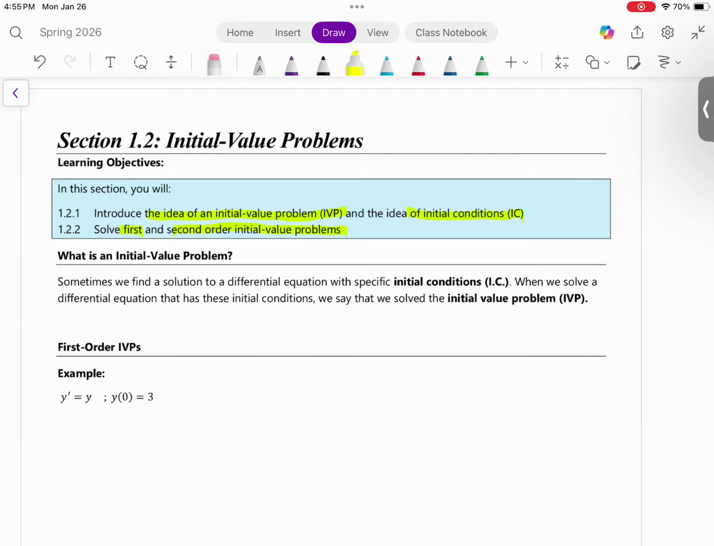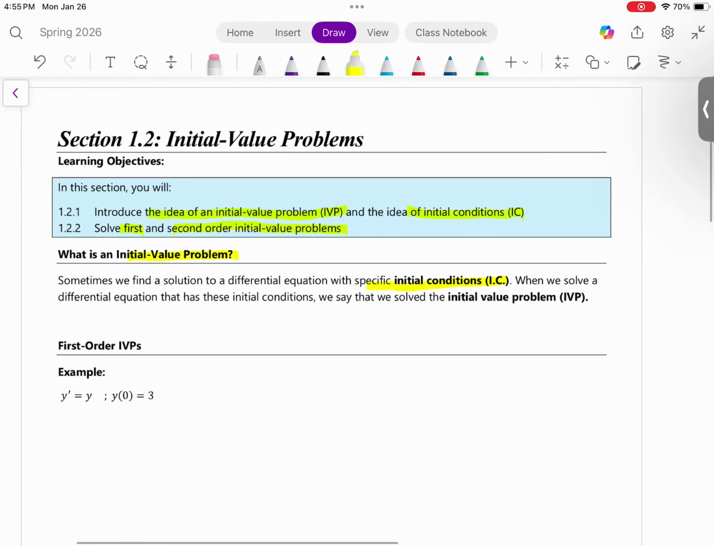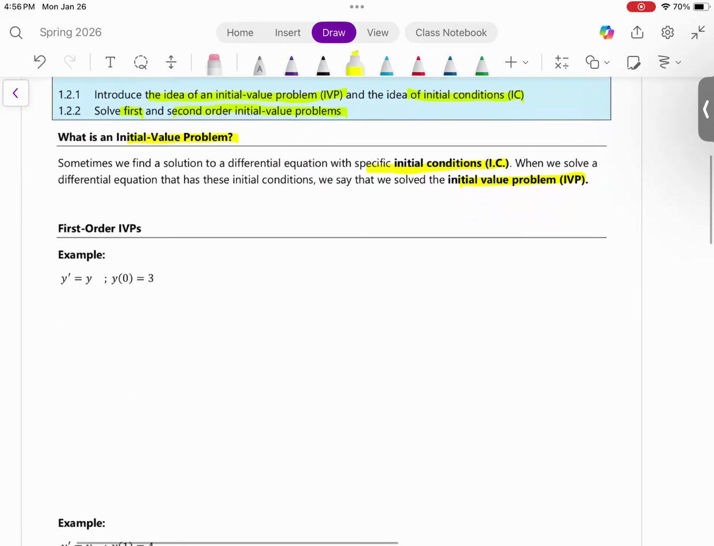Okay, so what is an initial value problem? Sometimes we find a solution to a differential equation with specific initial conditions. When we solve a differential equation that has these initial conditions, we say that we solved an initial value problem. So when you're given a differential equation you want to solve, and you have specific conditions that you need to satisfy, mainly just a coordinate point. The best thing to do is look at an example.